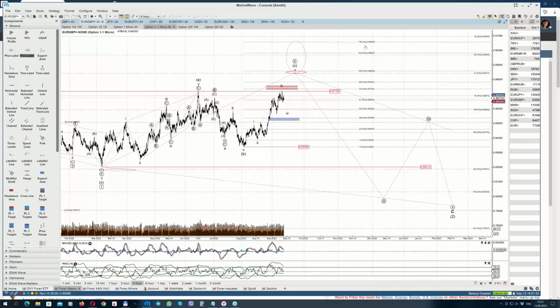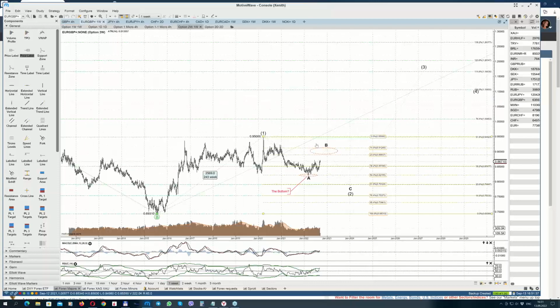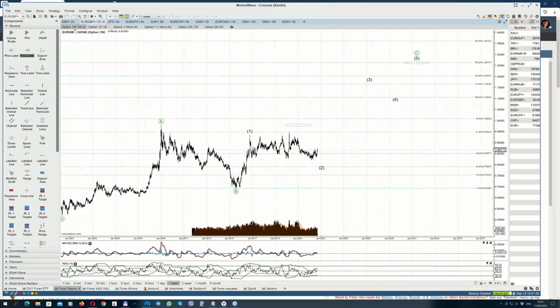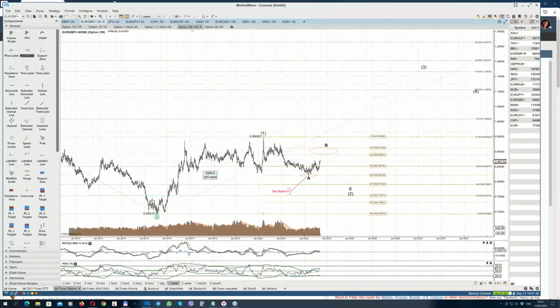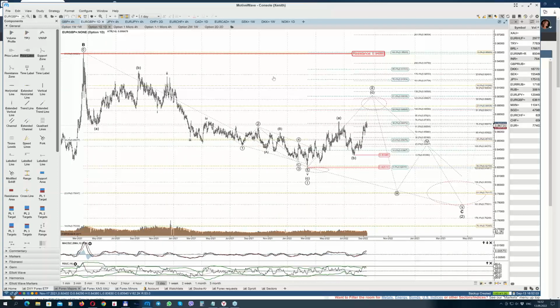Again, in the case we take out 0.91 roughly, then we may find ourselves within the larger degree rally within the wave 3 of the cycle C. But I am personally favoring lower targets in the wave 2, regardless of the internal wave count. Again, the internal path for this corrective rally in wave B or wave 2 is the same for option 2D and option 1D counts.